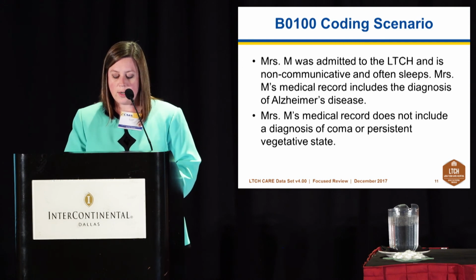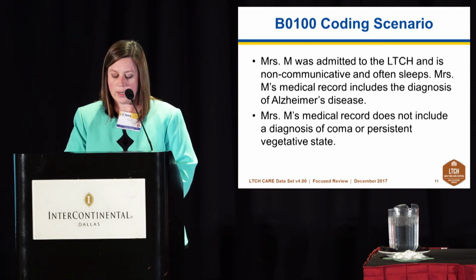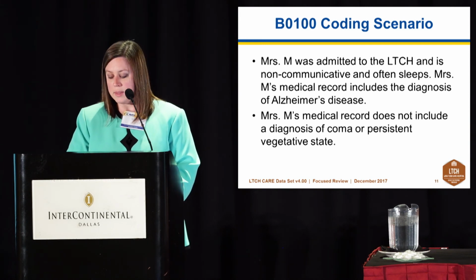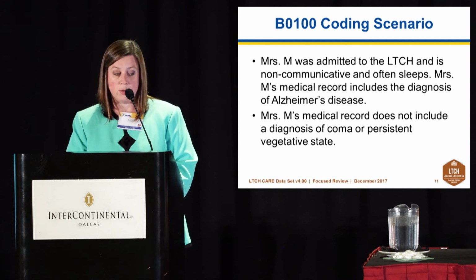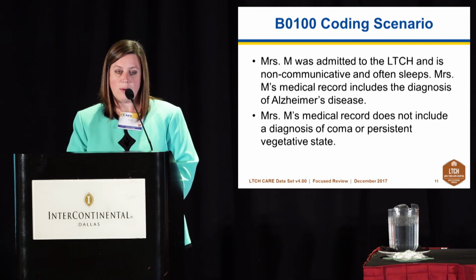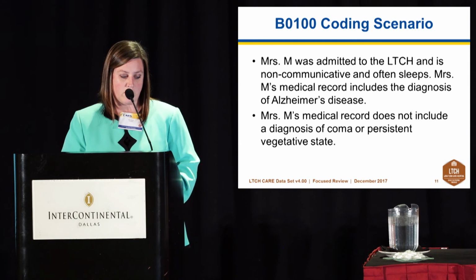So here's a coding scenario for B0100. Mrs. M was admitted to the LTCH and is non-communicative and often sleeps. Mrs. M's medical record includes a diagnosis of Alzheimer's disease. Mrs. M's medical record does not include a diagnosis of coma or persistent vegetative state. So how should we code B0100?